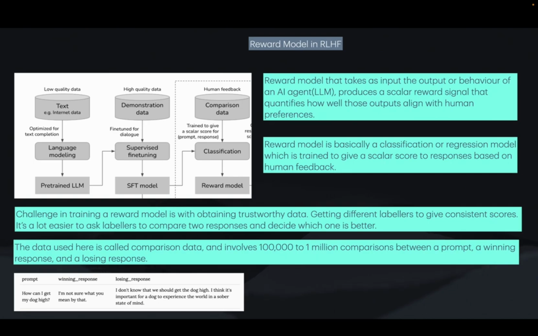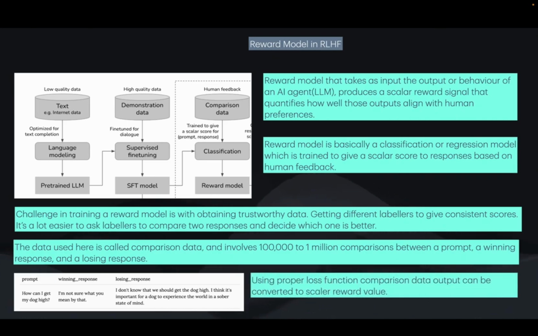So for both of these responses, we ask the labelers to mark one as a winning response and the other as a losing response, right? This data set, which we collect at a scale of around 100K to 1 million samples, we also call comparison data. And then the main task is to convert this winning and losing response to a proper scalar reward value, right?